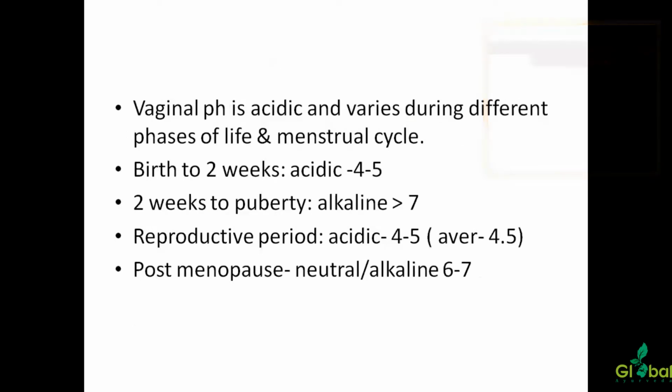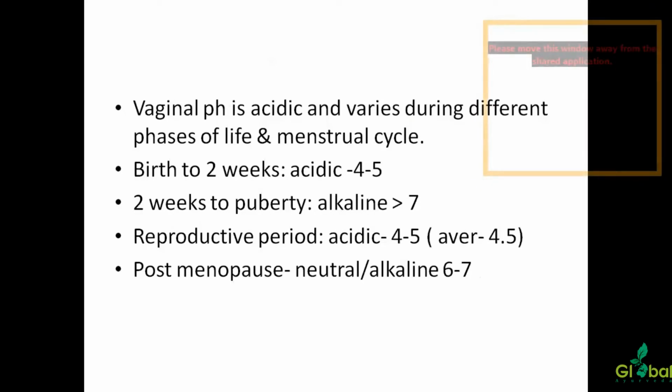Vaginal pH is normally acidic, and varies during different phases of life and the menstrual cycle. From birth to 2 weeks, the vaginal pH is acidic, 4 to 5. Then from 2 weeks to puberty, the vaginal pH is alkaline, greater than 7. Then in the reproductive period, the vaginal pH is acidic, 4 to 5. Then in post-menopause, the vaginal pH is neutral or alkaline, 6 to 7.